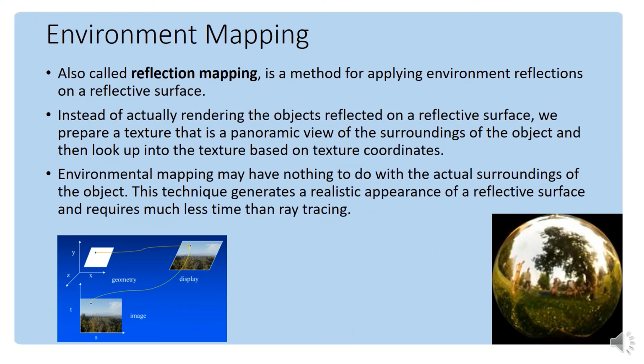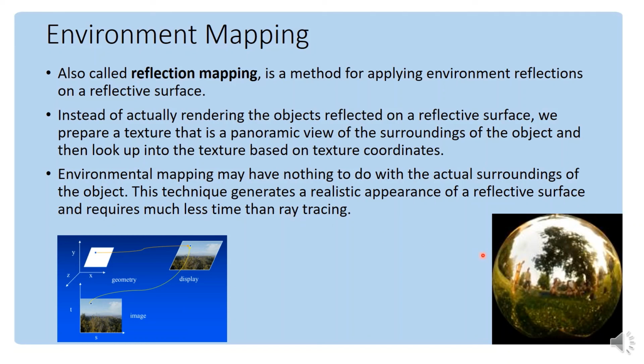Another term for environment mapping is reflection mapping. This is a method for applying the environment reflection on a reflective surface. Instead of actually rendering the object that is reflected on the reflective surface, we can prepare a texture that is a panoramic view of the surroundings of the object, and then look up into the texture based on the texture coordinates. Environment mapping may have nothing to do with the actual surroundings of the object, but this technique generates a realistic appearance of a reflective surface and requires much less time than ray tracing.